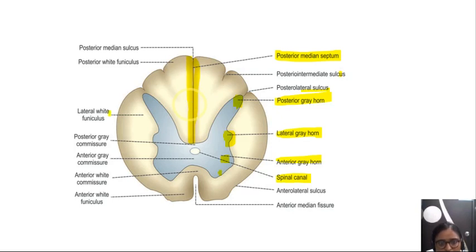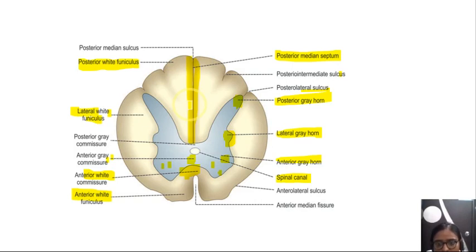This is on the lateral side, so it is called the lateral white funiculus. It is the posterior white funiculus because it is on the posterior side. This is your anterior white funiculus because it is on the anterior side, and these are your commissures. So this is the anterior white commissure. Why white? Because it's white matter. If we talk about here, this is a gray commissure because it is connecting the gray matter on both sides, so it is the anterior gray commissure. Likewise, if the gray matter is connecting both sides on the dorsal side, it is called the dorsal gray commissure or the posterior gray commissure.